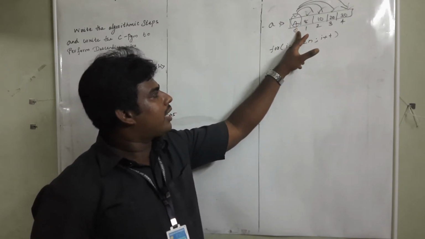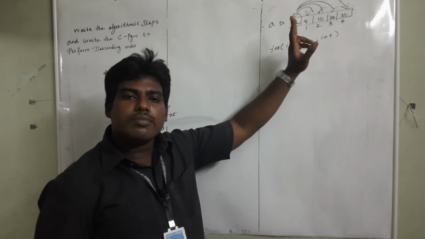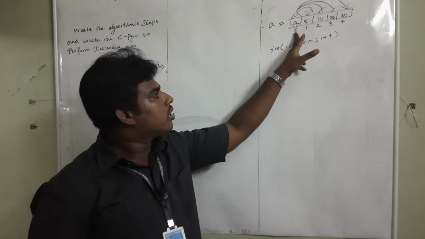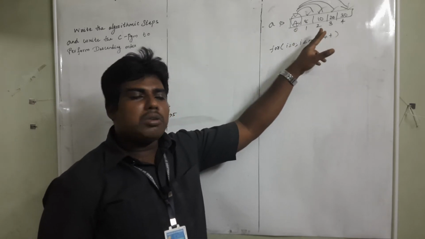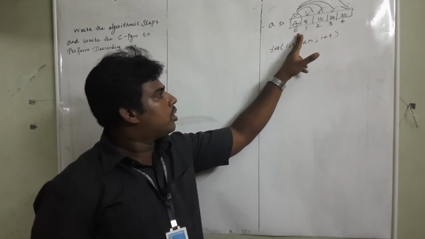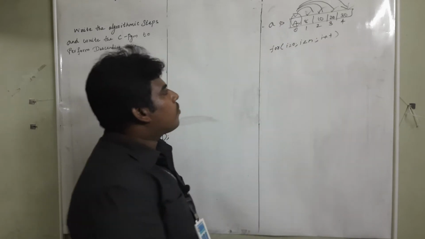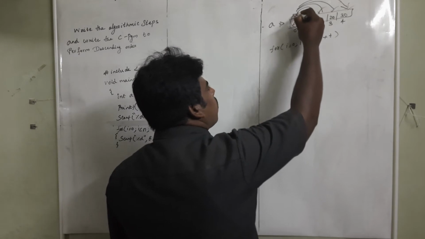Then again 8 is compared with 10. What will happen? 10 is greater. So swap it. 10 will come here. 10 is compared with 20. 20 is greater. Swap 20 here. And 20 compared with 30. So swap 30. So for taking this position, I want 2 locations.